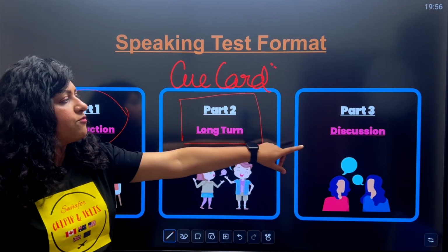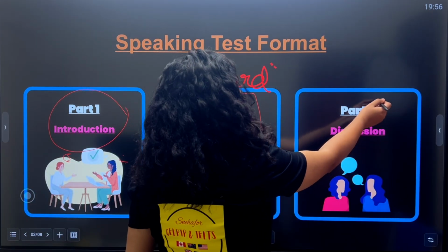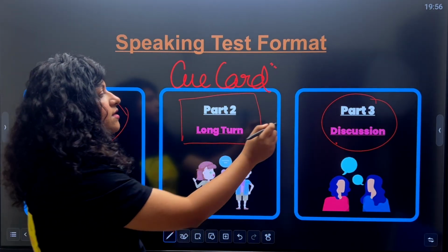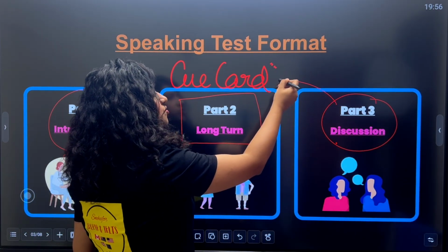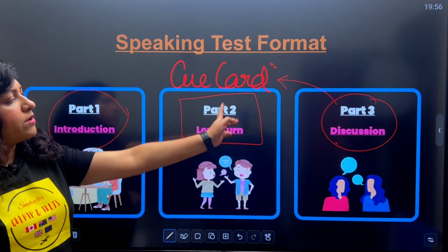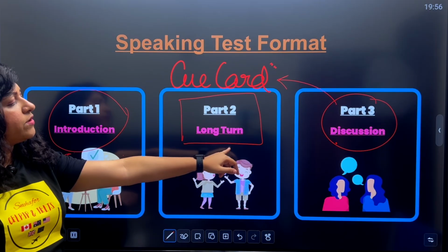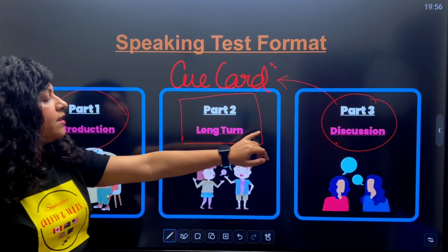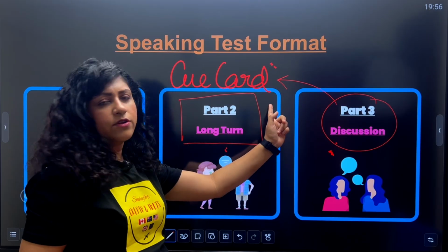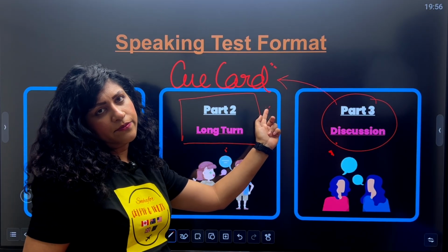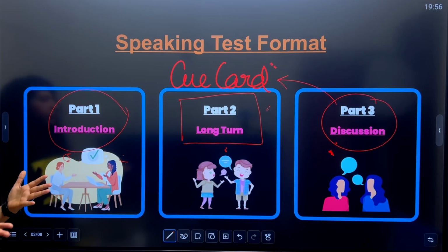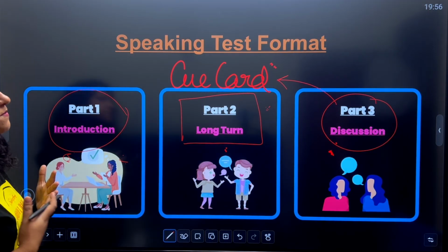The last part would be part 3, which is discussion. Now, in this discussion in part 3, there are follow-up questions which are related to the topic of cue card. So, part 2 and part 3 are related. Here you only have to speak on the topic. Here you have to answer further questions which are related to the topic of the cue card. And part 1 is completely general, anything about you. So this is about speaking test.